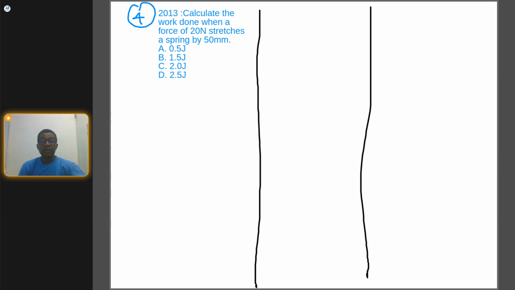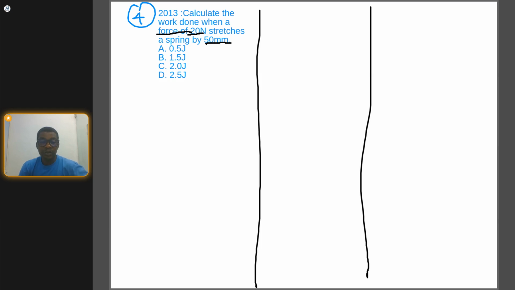Calculate the work done when a force of 20 Newton stretches a spring by 50 millimeter. So we are asked to find the work done for that particular question.